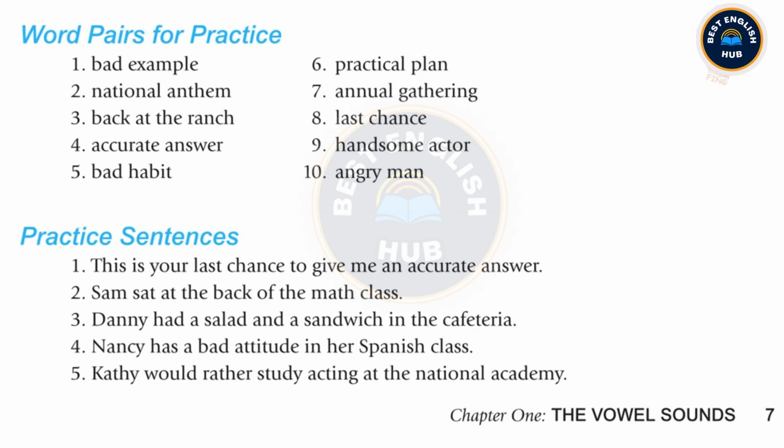Word pairs. Bad example. National anthem. Back at the ranch. Accurate answer. Bad habit. Practical plan. Annual gathering. Last chance. Handsome actor. Angry man.